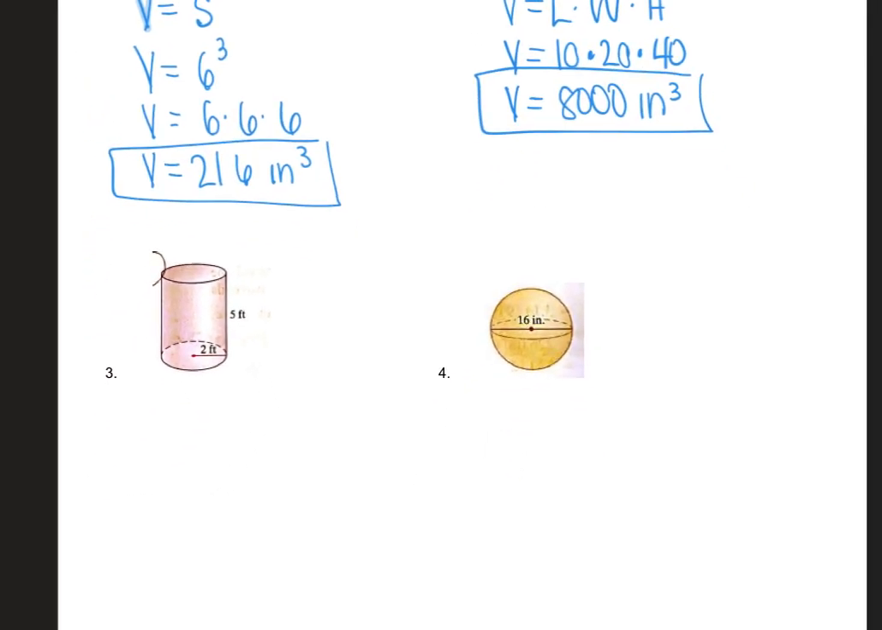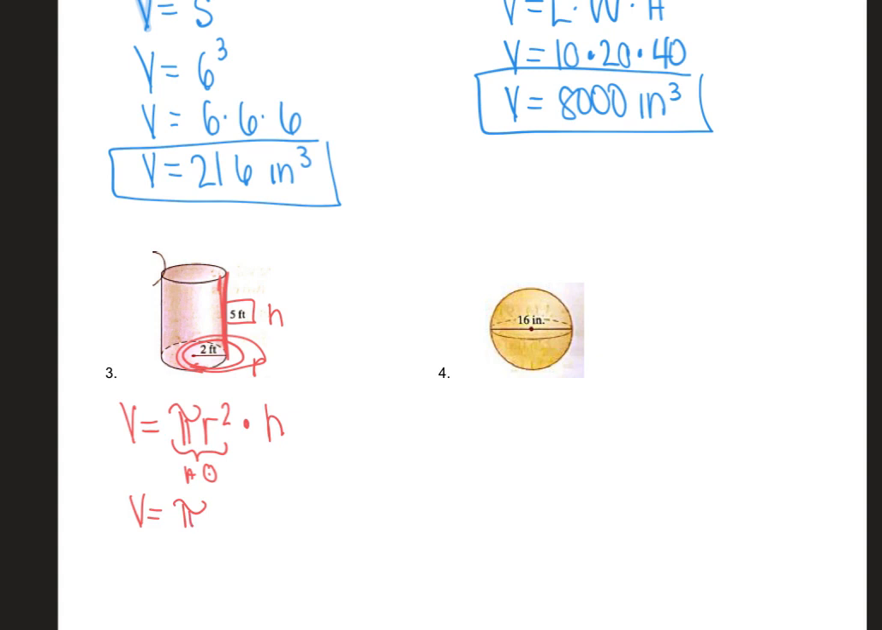Now, for the cylinder, our formula is pi r squared times height. You notice that this is the area of a circle, and then we multiply it by the height. So this right here, that 2, is my radius. This right here is my height. It's how tall this is, 5. How do I know this is my radius? Well, it's only half of the width of the circle. So I'm ready to go.